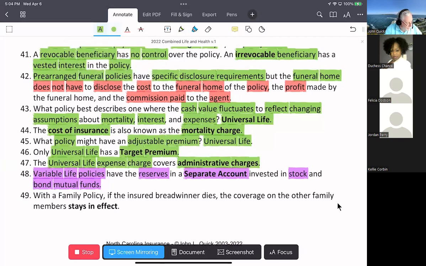With a family policy, if the insured breadwinner dies, what happens? Does the policy blow up? The coverage on the other family members stays in effect.